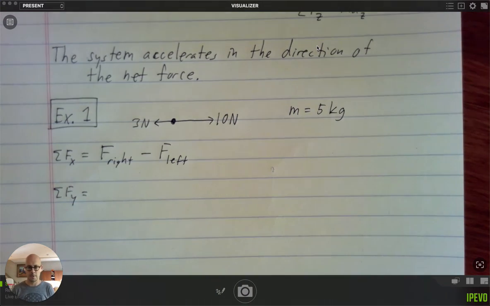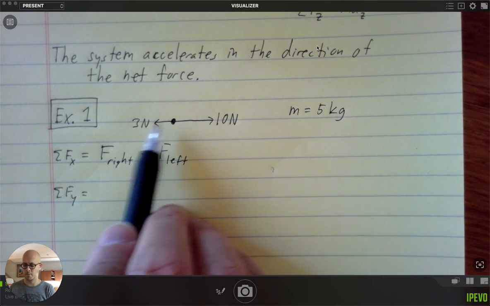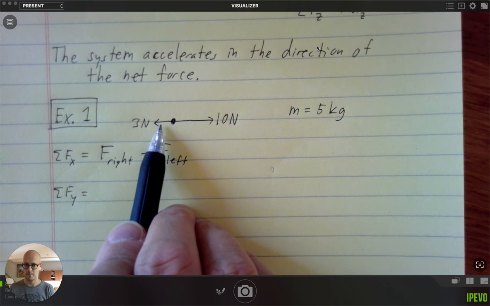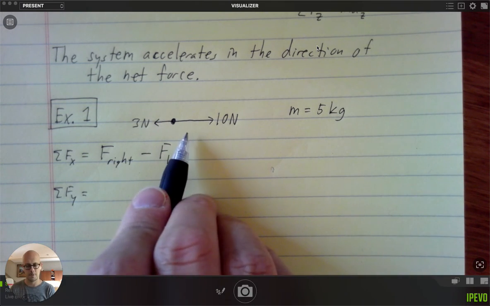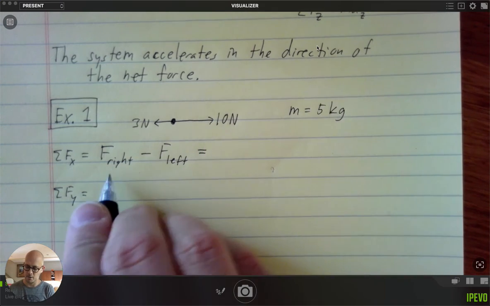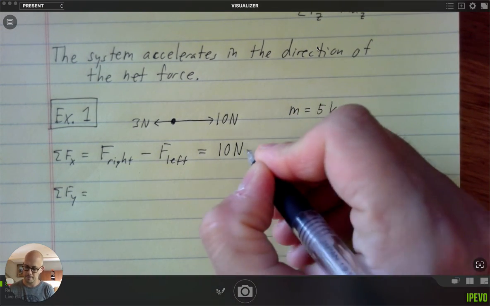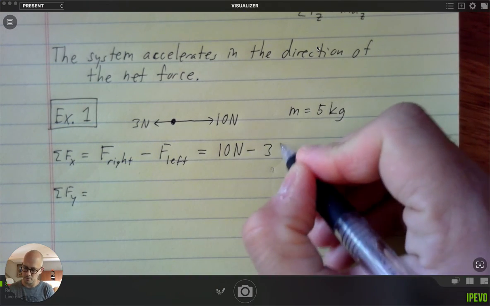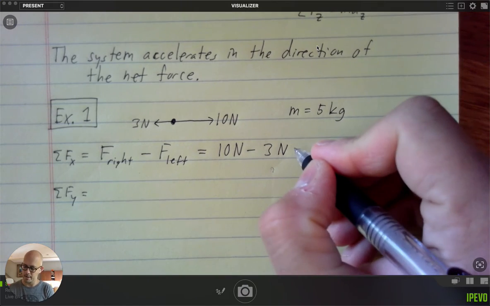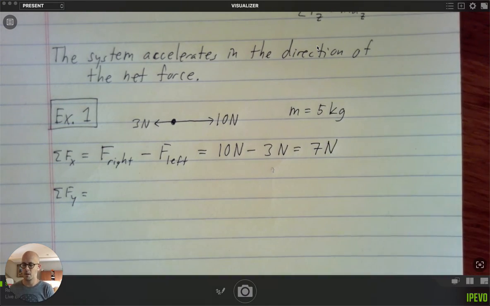Now this goes if you have multiple forces that are left and right. It's like add up all the right facing forces and then subtract from them all the left facing forces. And so we can actually do that for this problem. We can say all of the right facing forces add up to 10 newtons, and the left facing forces all add up to 3 newtons. And so our net force in the x direction is 7 newtons.